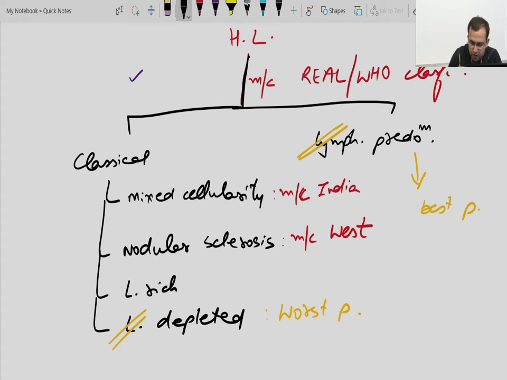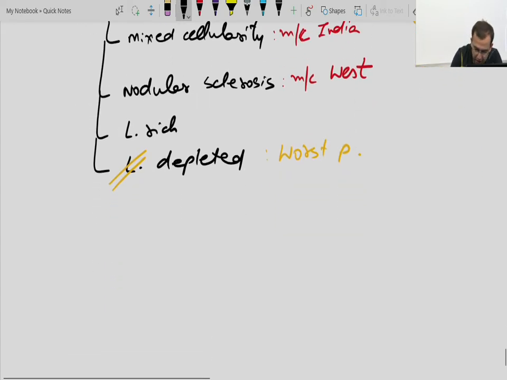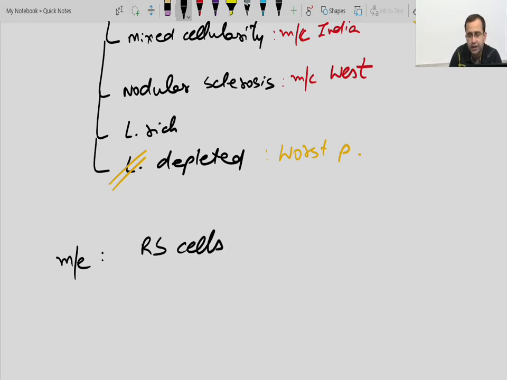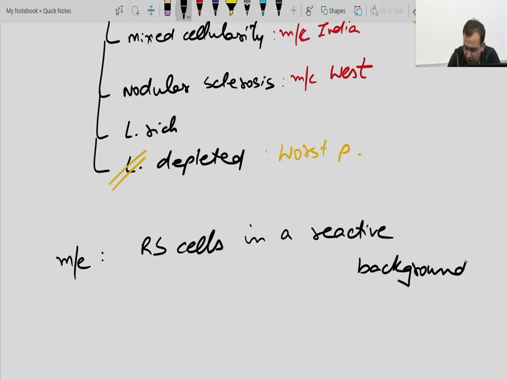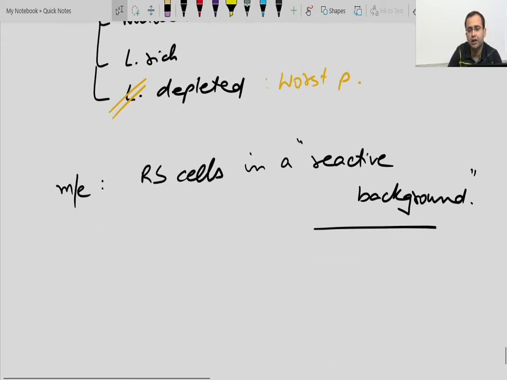Next, Hodgkin's lymphoma microscopically shows the presence of RS cells, Reed-Sternberg cells, in a reactive background. The last two words are again important. Reactive background means that in the background we see the presence of all the cells, plasma cells, eosinophils, lymphocytes, monocytes, everything is there. That is a reactive background.